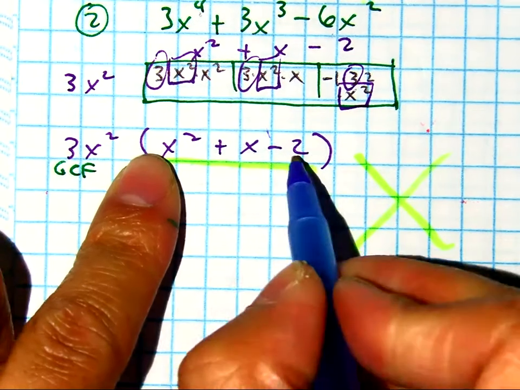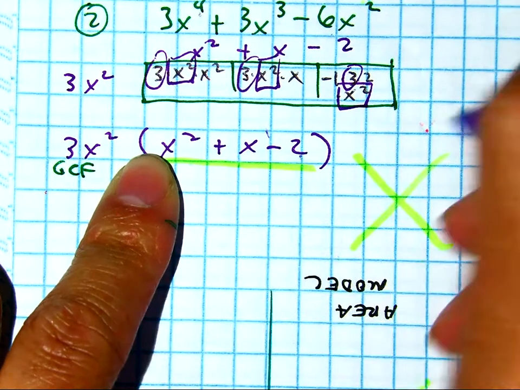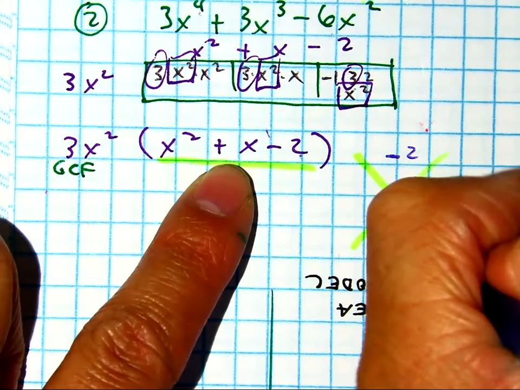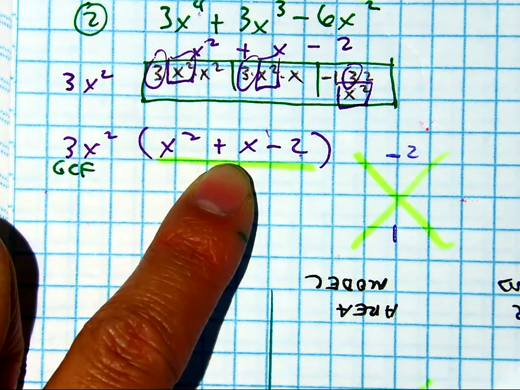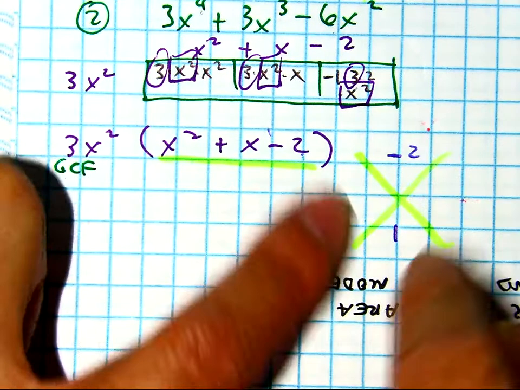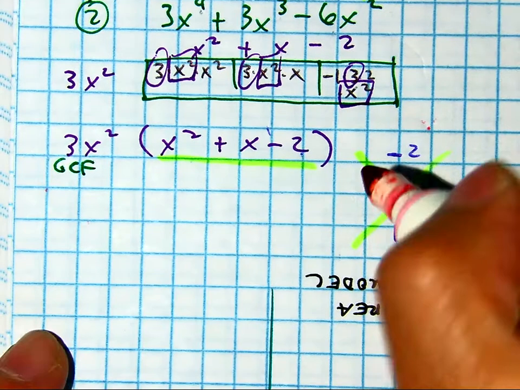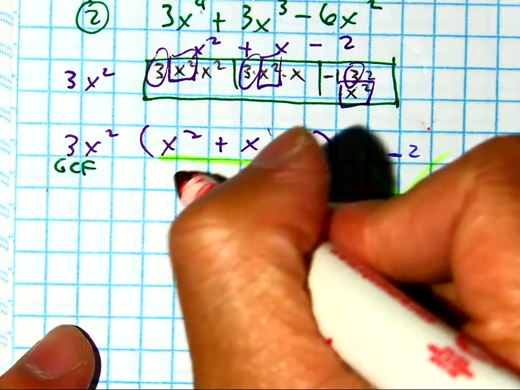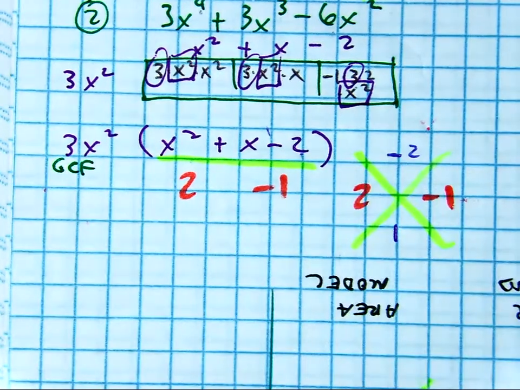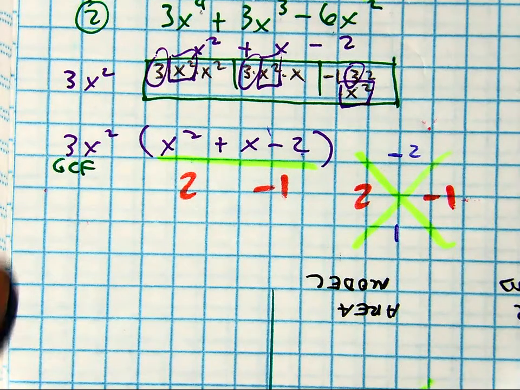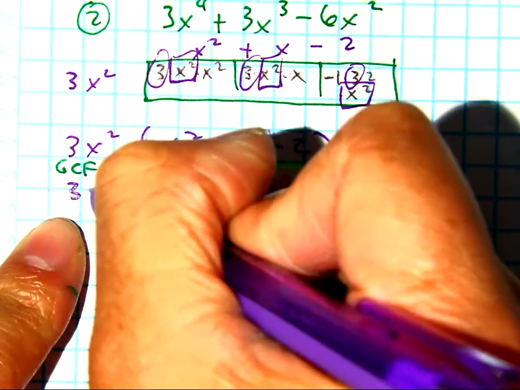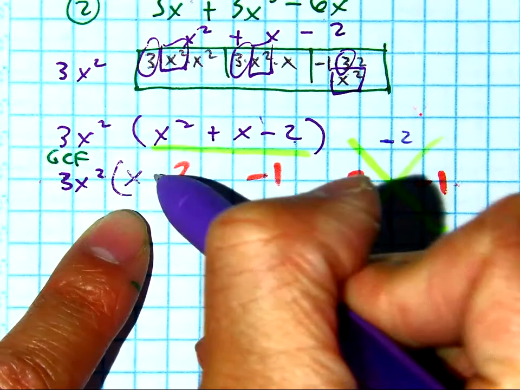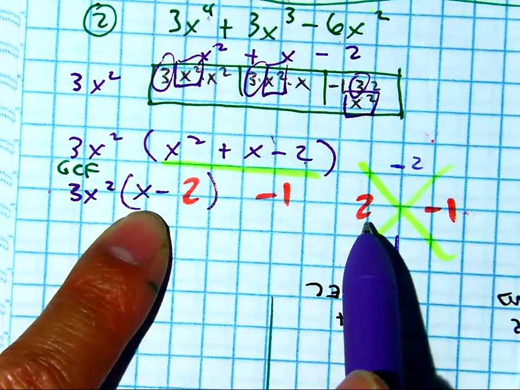A times c is the b value. 2 numbers that multiply to be -2 but add to be +1. So let's write that, 2 and -1. Now a common mistake is not to write the 3x squared. That's part of our problem, so don't forget that. It just keeps falling down. Here we have the variable x. My 2 here is positive.